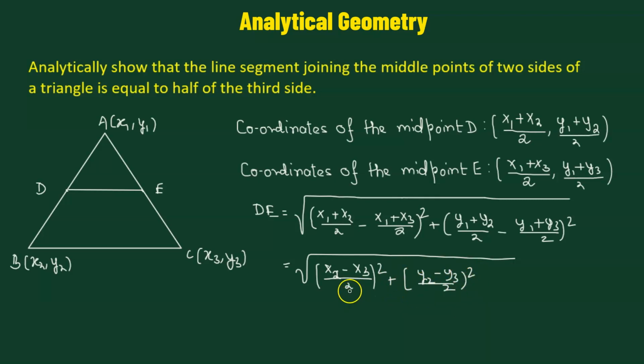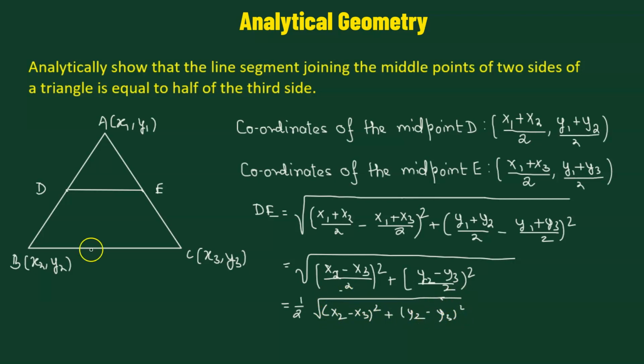Now we can factor out the 1 over 2 from the denominator of both terms, and if we take it out, that will be simply half times the square root of x2 minus x3 whole squared plus y2 minus y3 whole square.